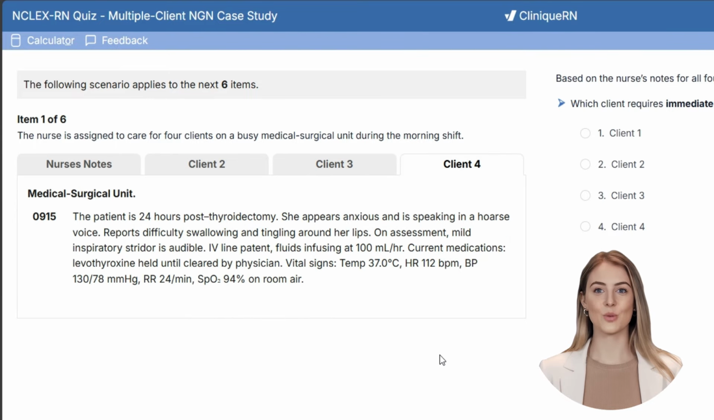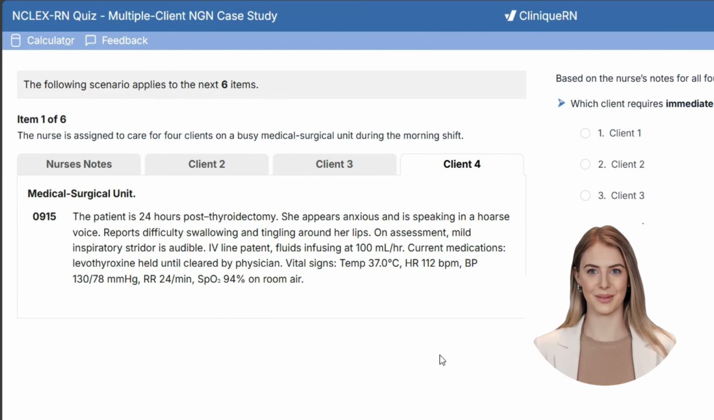Client 4. The patient is 24 hours post-thyroidectomy. She appears anxious and is speaking in a hoarse voice. Reports difficulty swallowing and tingling around her lips. On assessment, mild inspiratory stridor is audible. IV line patent. Fluids infusing at 100 milliliters per hour. Current medications. Levothyroxine held until cleared by the physician.